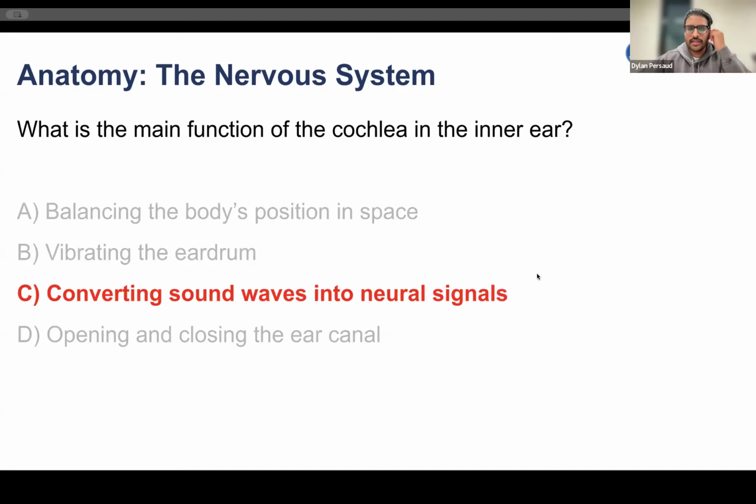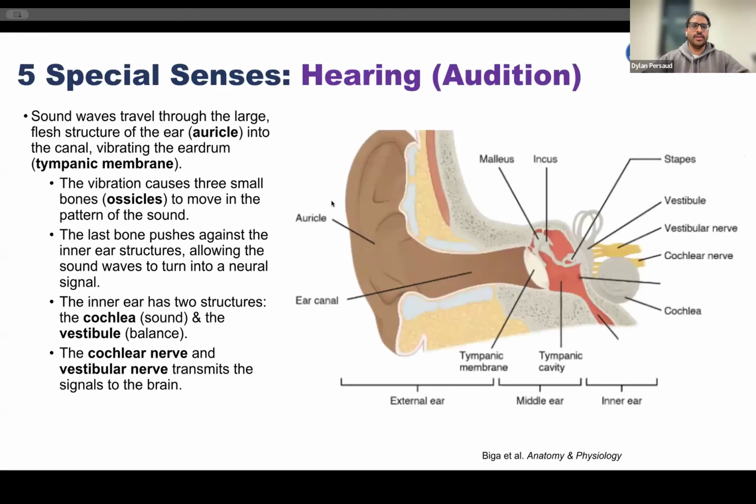Okay, great. So most of you guys got this one right. It's converting sound waves into neural signals, and we'll talk about that here. So sound waves enter through the large flesh structure of the ear, which is the auricle, so pretty much the visible ear, and then travels down the auditory canal, the ear canal, and vibrates the tympanic membrane.